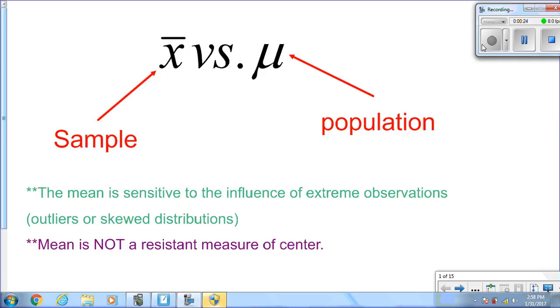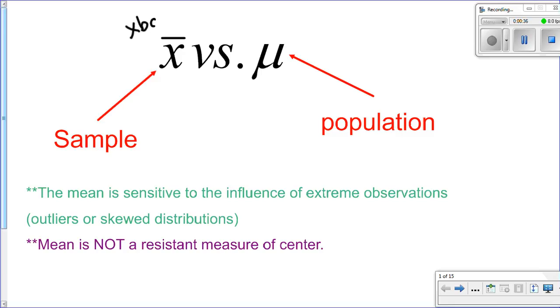So the first thing I want to talk about is the mean. We have two symbols that represent mean. The first one is this X with a line over top of it, and we call this X bar. X bar is the mean of our sample. If we're talking about the mean of our population, we would use this symbol, which is the Greek letter mu.